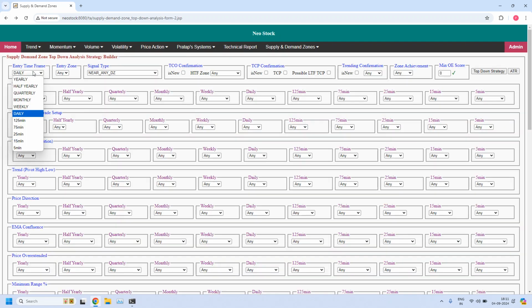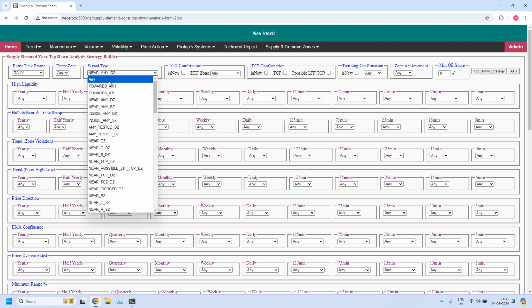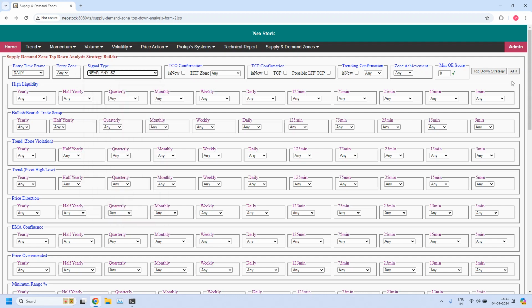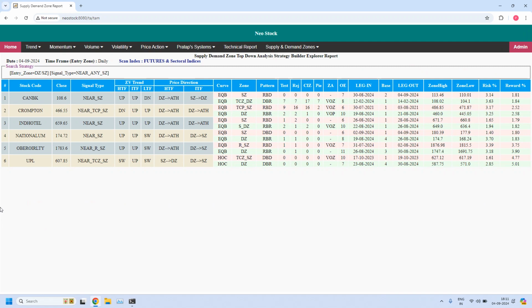The next report for the daily time frame: let us find the stocks near daily supply zone. Six stocks are filtered near the daily supply zone. Let us identify high liquidity supply zones from this list. And this one is pierced, so it's not a valid high liquidity supply zone.